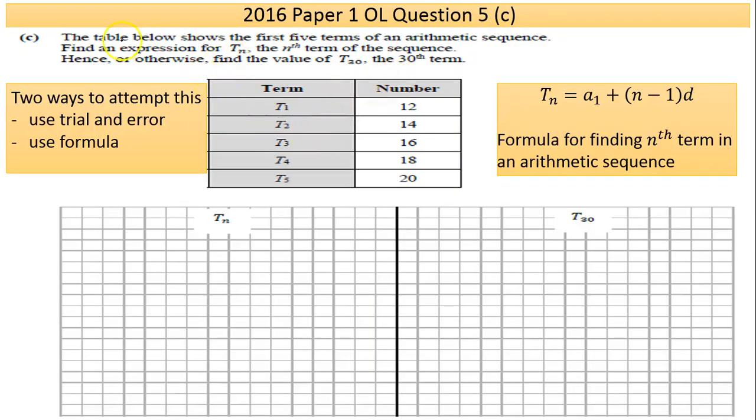Now part C. C says the table below shows the first 5 terms of an arithmetic sequence. Now this must be a different sequence. Okay. Find an expression for Tn, the nth term of the sequence. Hence or otherwise find the value of T30, the 30th term. So I suppose there's two parts to it. I have to find what Tn is and T30.